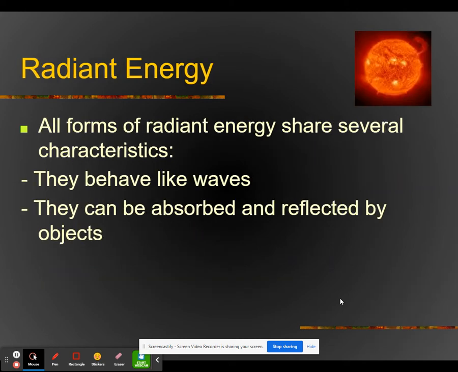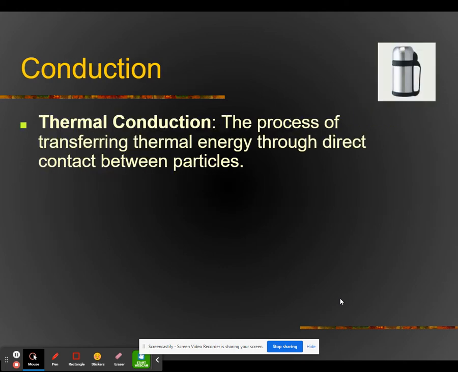All forms of radiant energy have this in common. A, they behave like waves. So if you think about waves in the water, they behave like that. And they also can be absorbed and reflected by objects. So when objects are in their way, they either absorb them or reflect them.